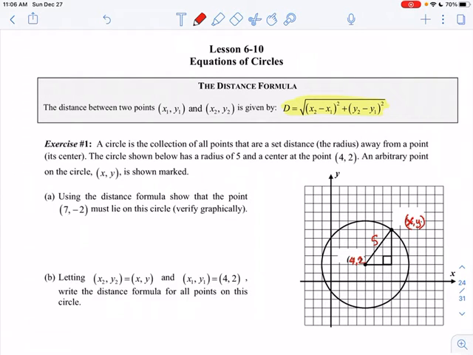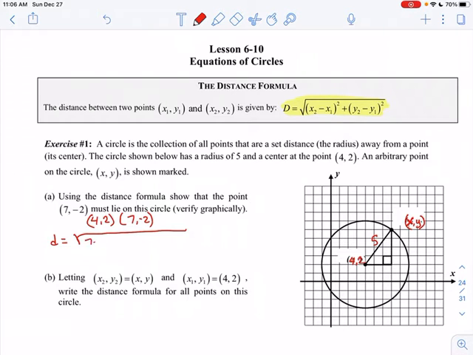An arbitrary point, xy, is marked. Using the distance formula, show that the point 7, negative 2 must lie on the circle. Verify it graphically. All right, so I'm going to take the center of the circle, which is 4, 2. I'm going to take this point, which is 7, negative 2, and I'm going to use my distance formula to make sure that it has a radius of 5. If it has a radius of 5, then that point lies on the circle.